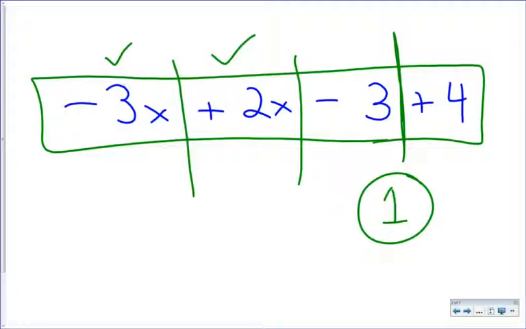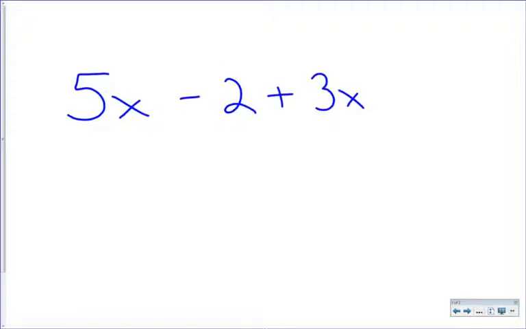But wait a minute. Can I do that with this? Can I say I have negative 3x and positive 2x? If I squish them together, what do you think is going to come out? You wouldn't be able to know because... No, you actually can know. What do you guess it could be? 1x, close, not quite right. Negative 1x, right.